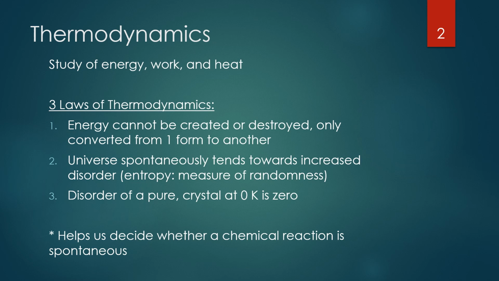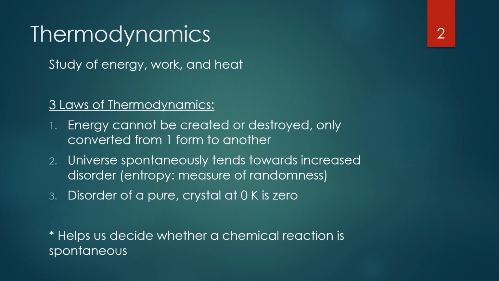The second one is the universe spontaneously tends towards increased disorder. So what that means is it's random, right? If I were to drop a bag of marbles, they would not fall and land in a perfect circle or even in a group. They would spontaneously go everywhere. So it's the measure of randomness, and this measure of randomness is called entropy.